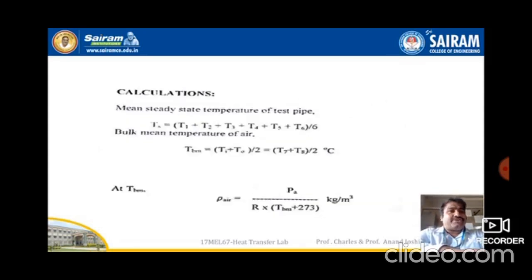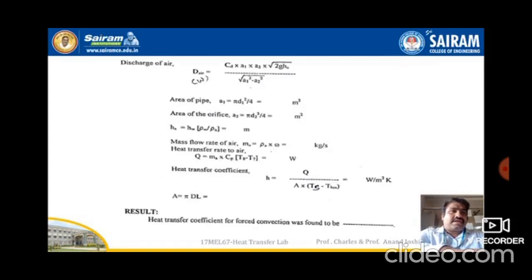This is the calculation part. Here you use this formula, substitute the values, and get the appropriate answers. Once we get Q, we substitute it in Q divided by A into (Ts minus Tbm), and we will get the heat transfer coefficient for forced convection.